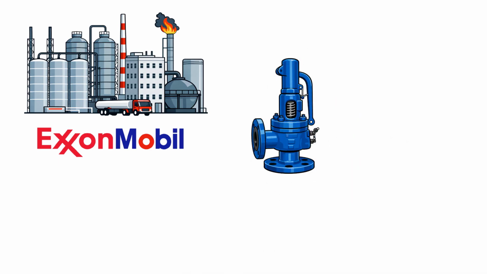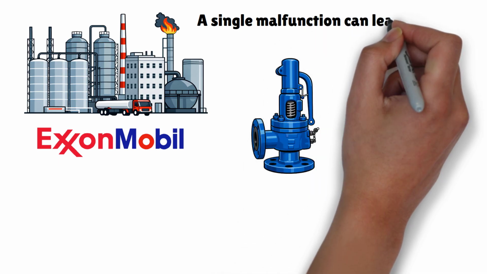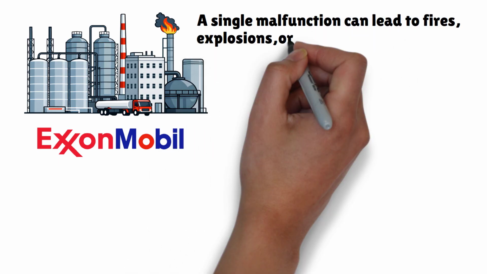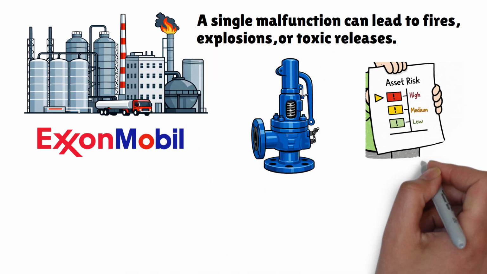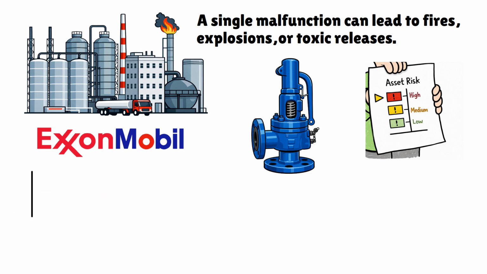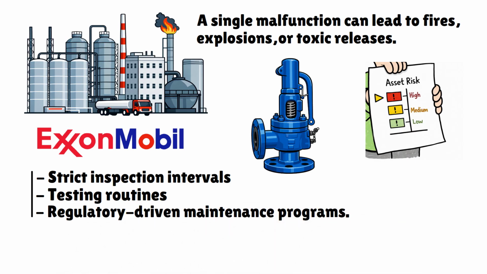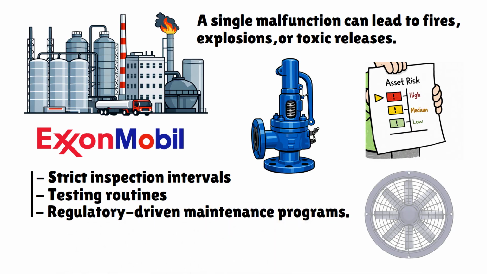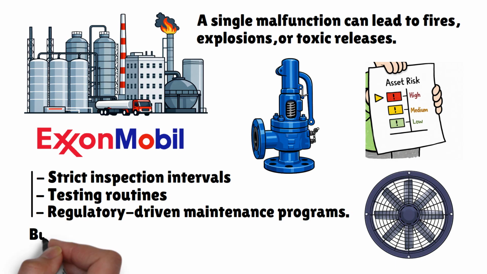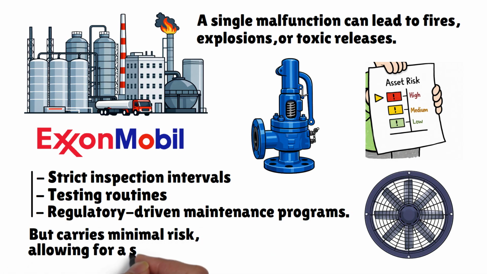For example, in a refinery operated by companies like ExxonMobil, the failure of a pressure relief valve carries severe safety and environmental consequences. A single malfunction can lead to fires, explosions, or toxic releases. Because the risk is high, these assets are maintained using strict inspection intervals, testing routines, and regulatory-driven maintenance programs. By contrast, the failure of a warehouse exhaust fan may cause discomfort but carries minimal risk, allowing for a simpler maintenance approach.